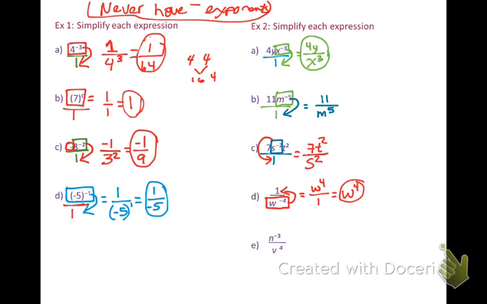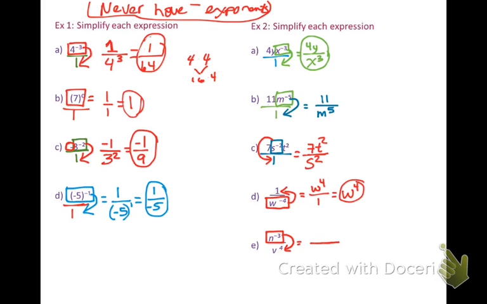E. It's already in variable form, in fraction form. And you find the numbers that have the negative exponents. That would be the top. So we need to bring it to the bottom.